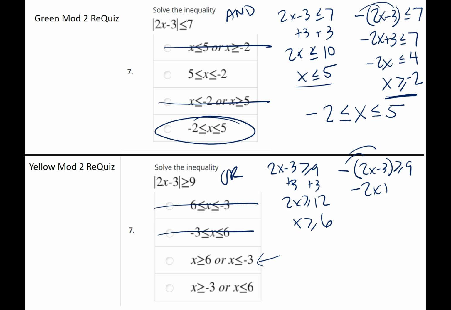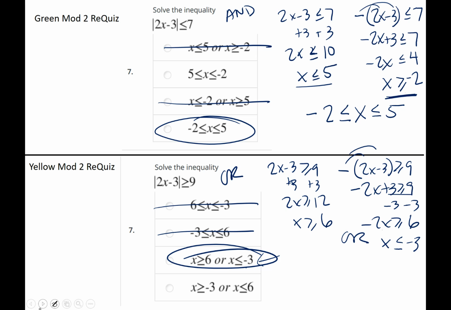We've got negative 2x plus 3 greater than or equal to 9. I'm going to subtract the 3. So negative 2x greater than or equal to 6. And I'm going to divide by a negative 2. And when we divide by a negative 2, we have to, sorry, I'm messing it up. We have to flip that inequality sign, because we divided by a negative. And 6 divided by negative 2 is negative 3. So it's definitely looking like that. And we've got to put the word or in between it. So that looks like the correct answer there.